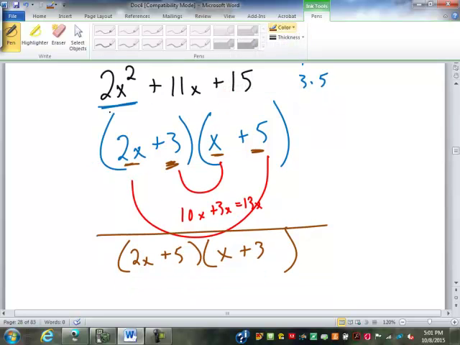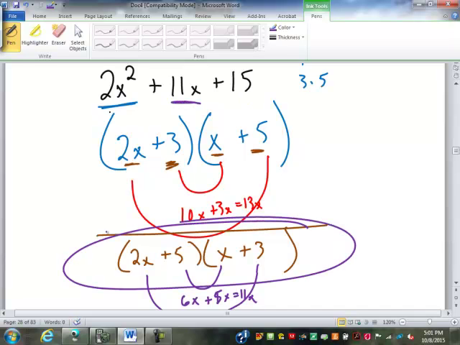Now on the outside, 2x times 3 is 6x. 5 times x is 5x. That adds up to 11x, which is what we wanted. So this is the one we want here. 2x plus 5 times x plus 3.